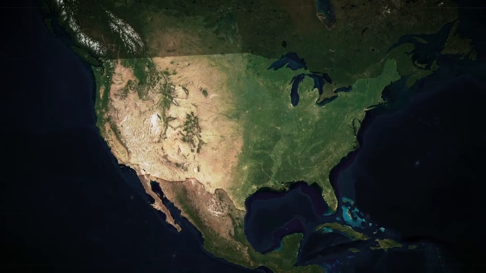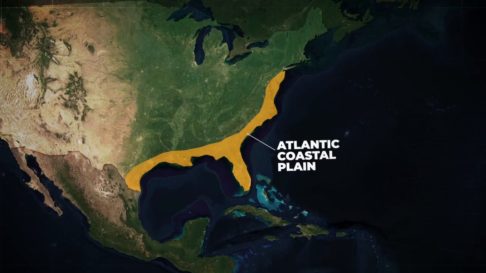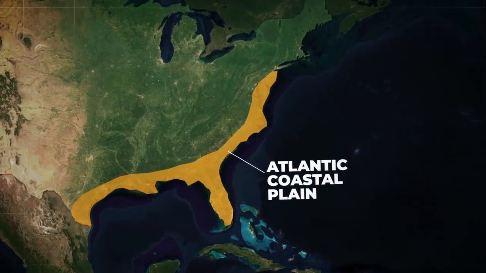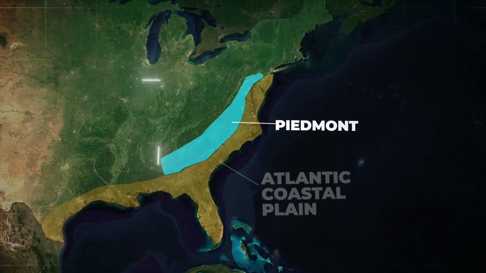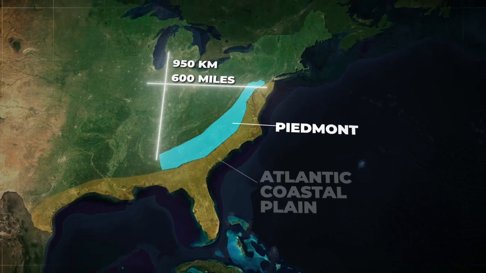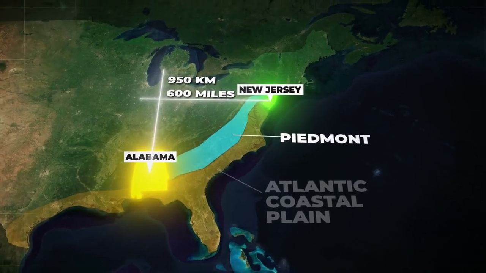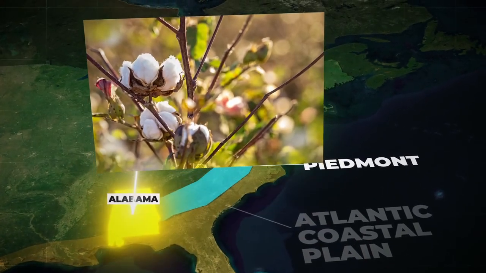In the east, you will find the Atlantic coastal plain, a low and flat land close to the sea. As you move west, the land gradually rises into hills and low mountains called the Piedmont. Extending 600 miles or 950 kilometers from New Jersey to Alabama, the Piedmont region is traversed by many rivers. This region is fertile and cotton is the most important crop.